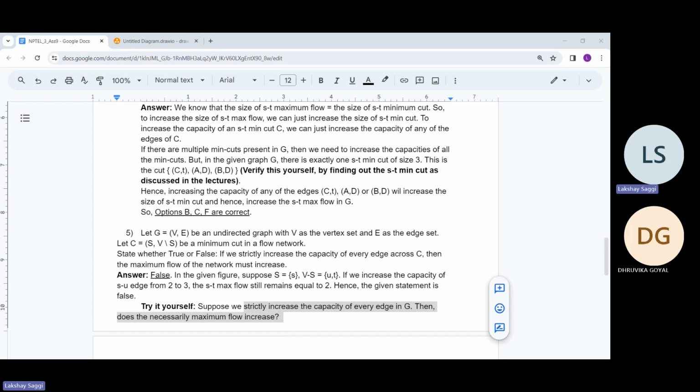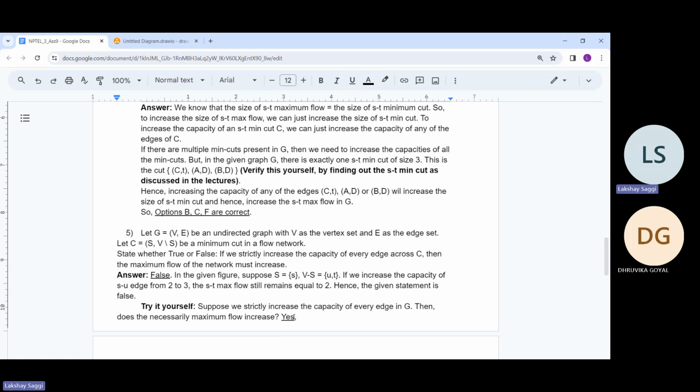Okay, so Dhruvika is saying the answer should be no here. But I believe in this case, Dhruvika, the answer would be yes, the max flow will always increase. And why is this the case?